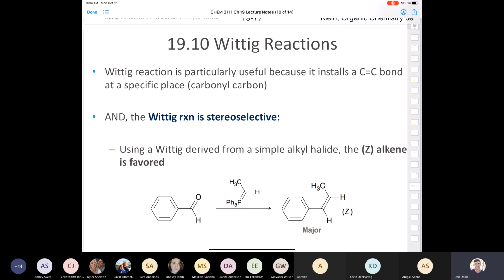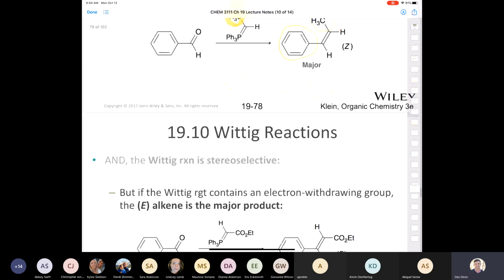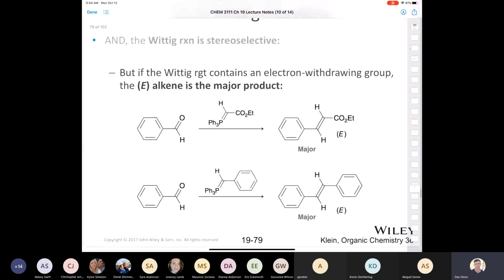Using a Wittig reagent derived from a simple alkyl halide, the Z alkene is going to be preferred, right? Z is for zusammen, or together. Okay, so if you have something really simple, like just a methyl group, then you're going to have that methyl group on the same side, okay? And so these two groups are Z, right? Zusammen, okay?